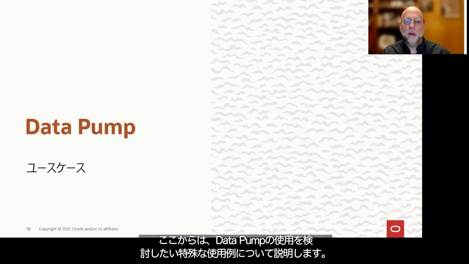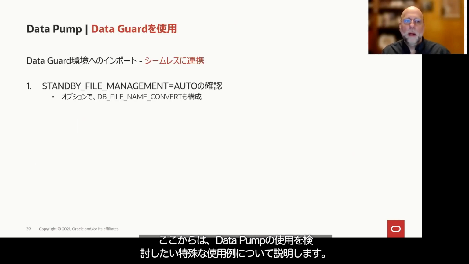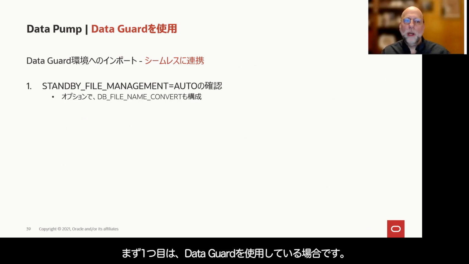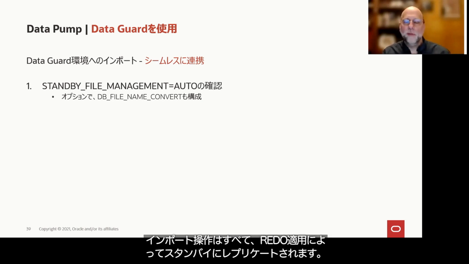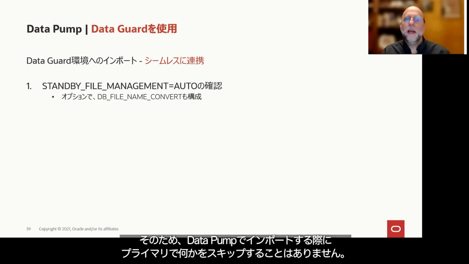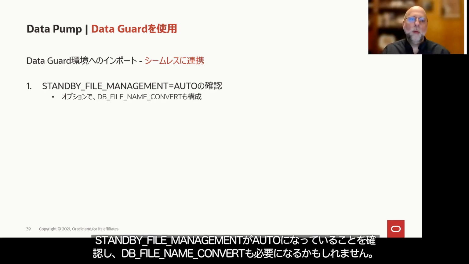Now let's talk about a few special use cases where you might want to consider using Data Pump. The first of these is when you're working with DataGuard. Now, when you import into a DataGuard environment, so you're importing into the primary, it'll work seamlessly. All of your import operations will get replicated to the standby via redo apply. So we're not skipping anything on your primary when we're importing with Data Pump. You do want to make sure that your standby file management is auto, and might want to have your DB file name convert as well.